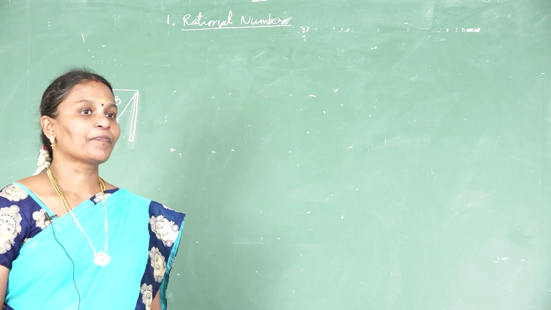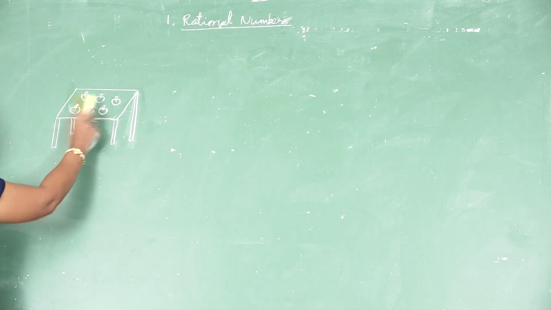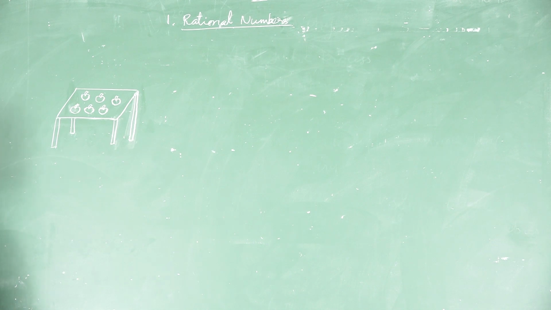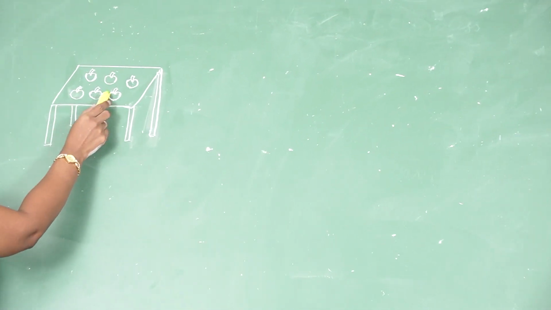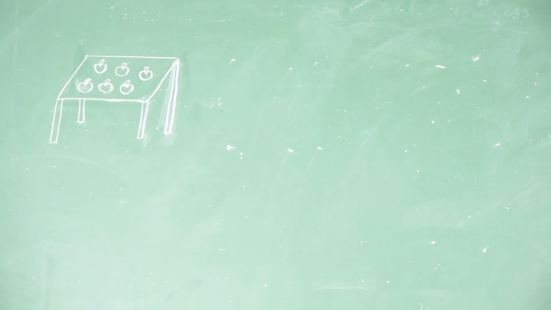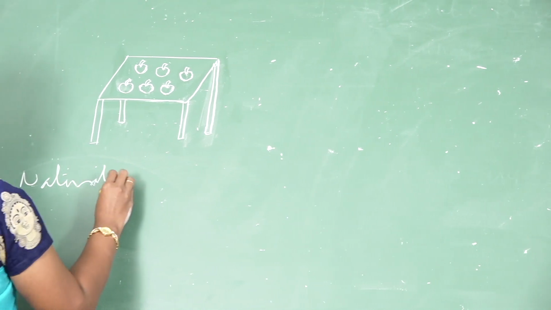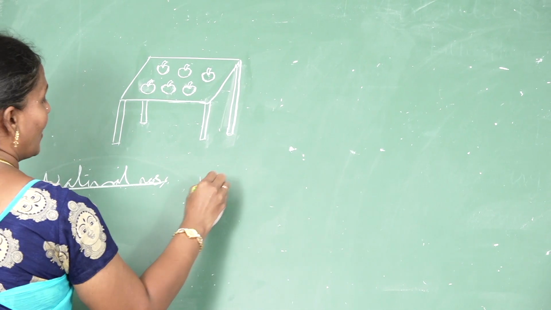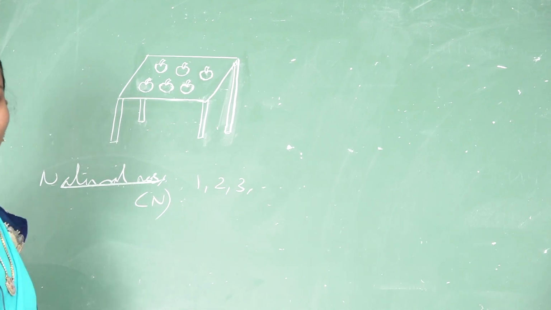See here on the table. How many apples are on the table? How do you say the answer? Before answering, you must count the apples: 1, 2, 3, 4, 5, 6, like that. So these counting numbers are called natural numbers. What are natural numbers? Natural numbers are 1, 2, 3, etc. This is represented by capital letter N.